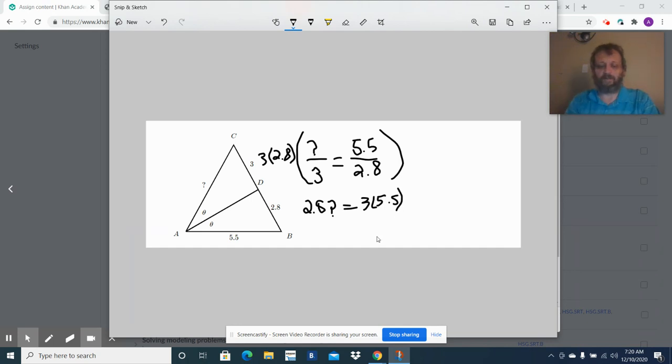All right, so again, I'm going to take 3 times 5.5. Then I'm going to divide it by 2.8. And it gives me this, 5.9.